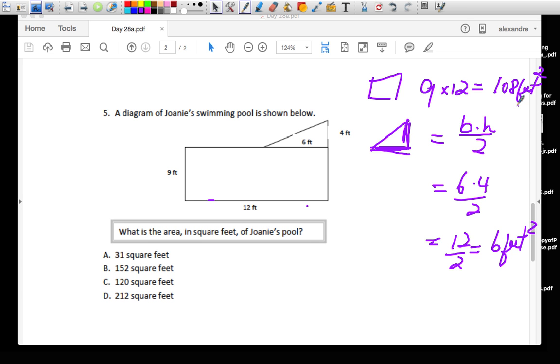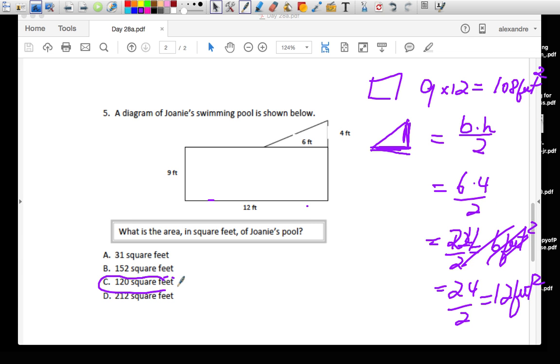We want the total area. It's 108 plus 6, and that's 114, which is none of my answers. What did I do wrong? Oh, here's my mistake. 6 times 4 is 24, not 12. Divided by 2 gives us 12 feet squared. My apologies. So 108 plus 12 is 120. Final answer, C.